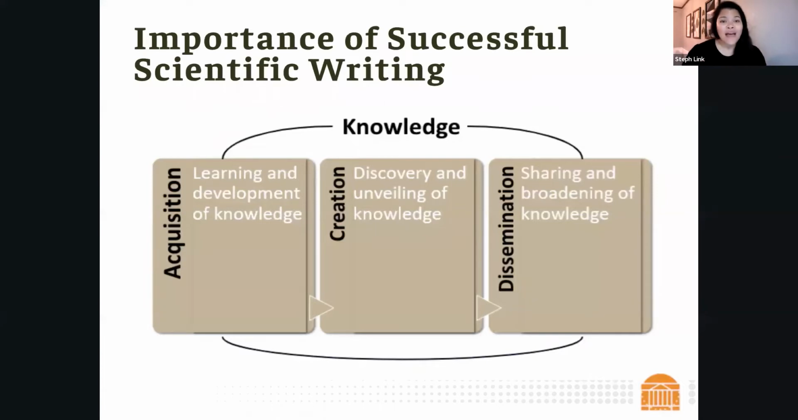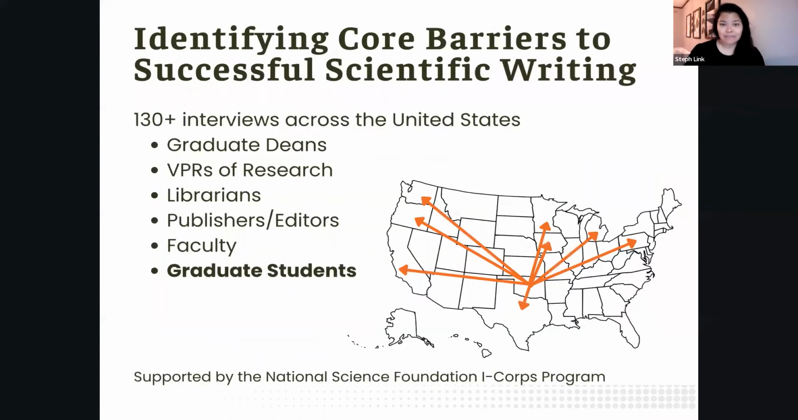But in order for that to have broader impacts, it's important for us to disseminate that knowledge, to share and broaden knowledge across multiple contexts, such as Slovakia and the United States. Dissemination of that knowledge oftentimes happens in the form of written communication.